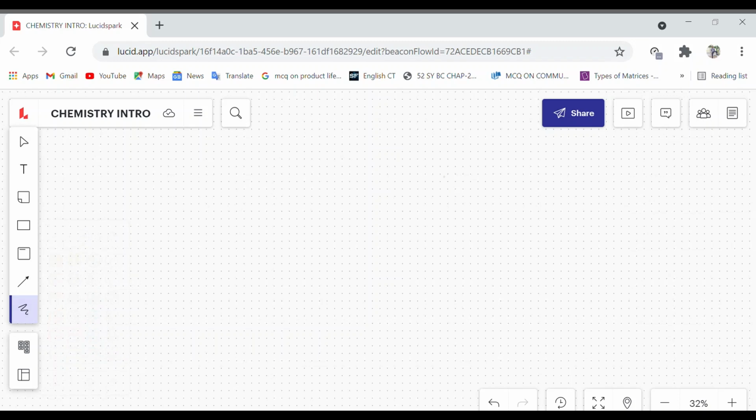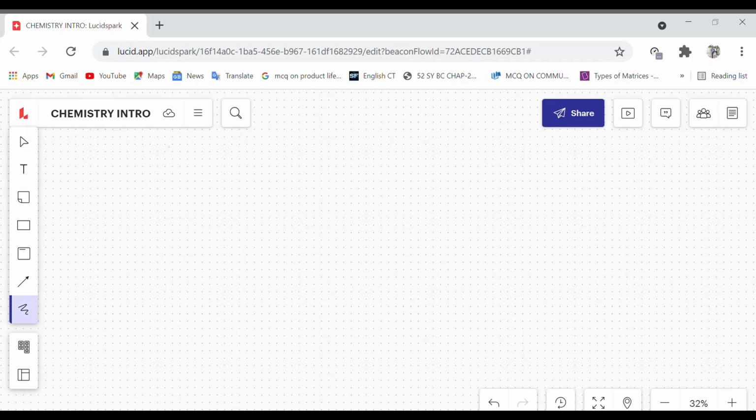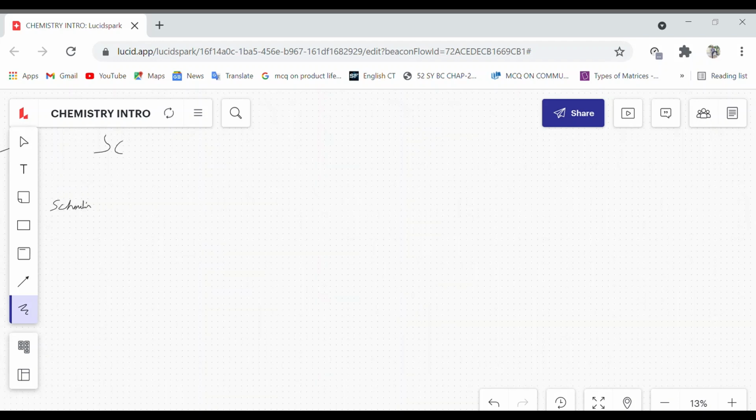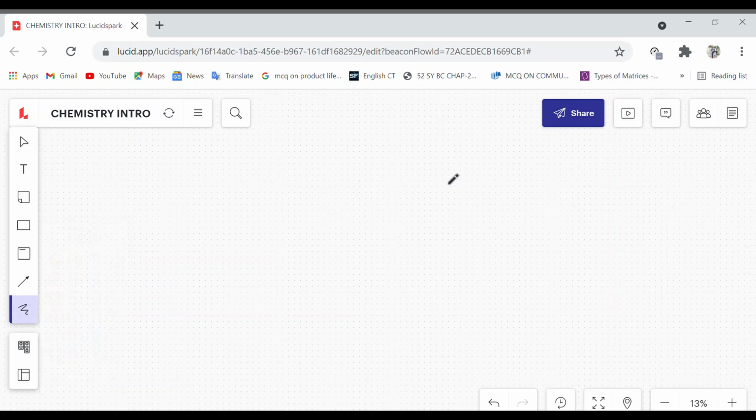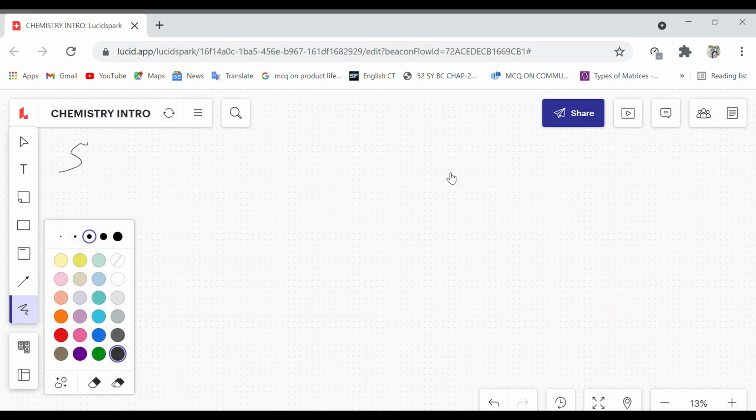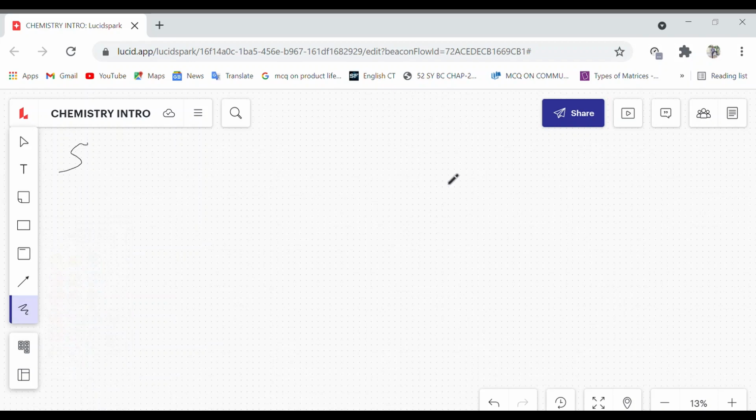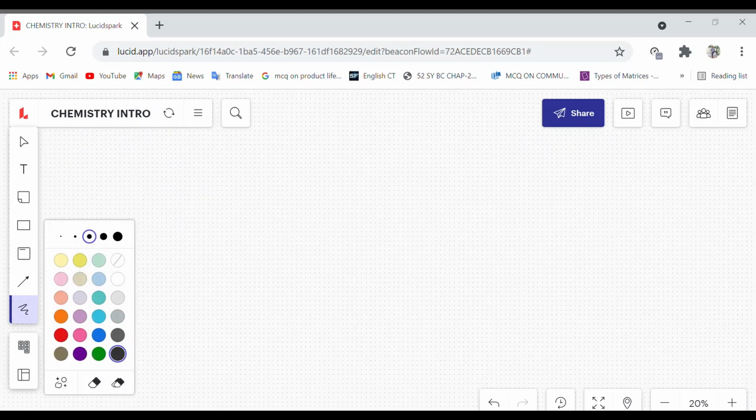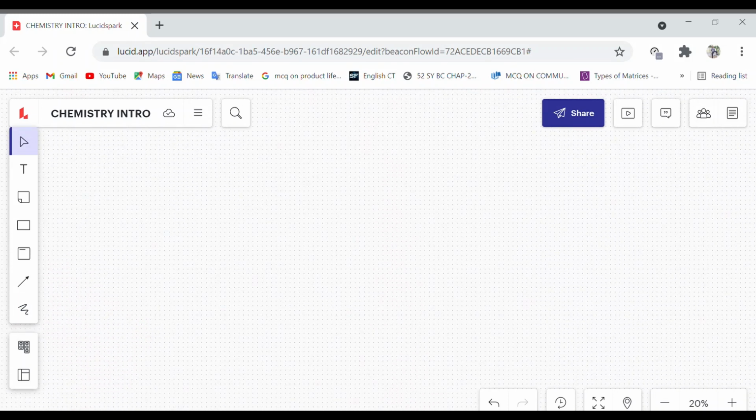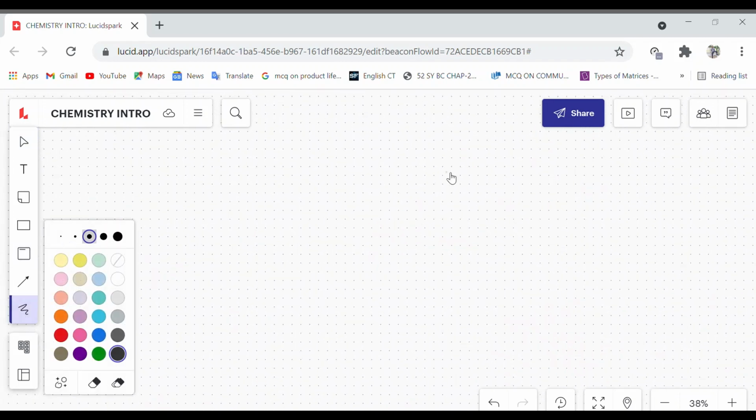Black color. Let's see what it came. Sorry, you have to write with this. Okay. As I'm new to this, so it will take me some time. This size is okay.